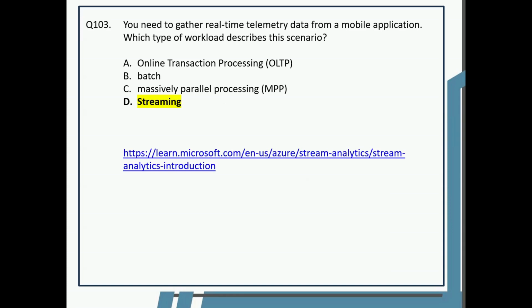OLTP is designed for transactional operations like inserts, updates, and deletes. It's real-time in nature, but focused on discrete transactions, not continuous telemetry ingestion. Now, batch processes large volumes of data at scheduled intervals, which is the opposite of real time. And MPP is an architecture used in data warehouse to run complex analytical queries across distributed nodes. It's not a workload type for data ingestion.